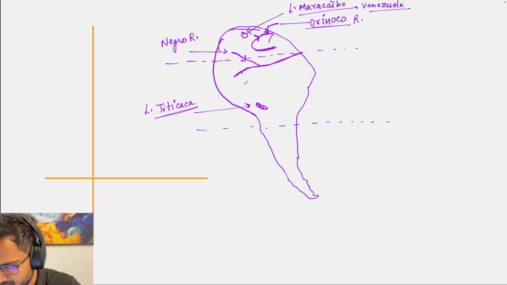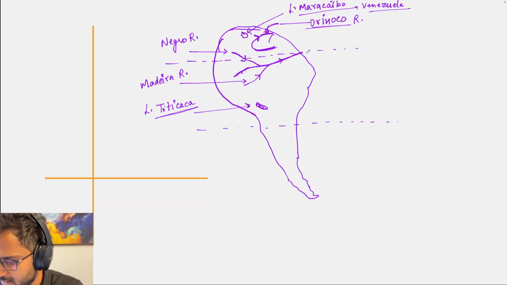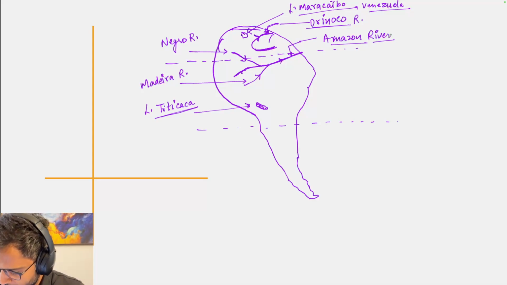And from the right side, there is another important tributary called Madeira River. And obviously this combined river is Amazon River, which is the largest river of the world in terms of volume. In terms of length, it is the second longest river after River Nile, which is in Africa.